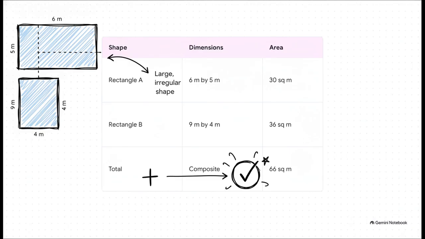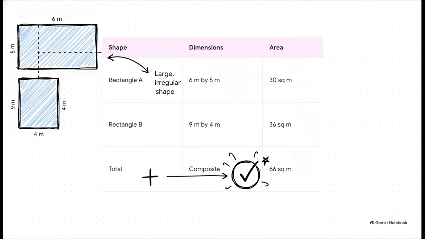Imagine we've got a large, irregular shape. We decompose it into two super manageable rectangles. Let's call them Rectangle A and Rectangle B. Now, Rectangle A has dimensions of 6 meters by 5 meters. Using our standard area formula, length times width, 6 times 5 gives us an area of 30 square meters. Moving on to Rectangle B, that one is 9 meters by 4 meters. Multiply those and we get 36 square meters.